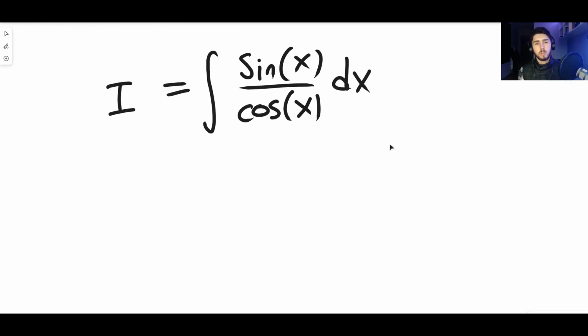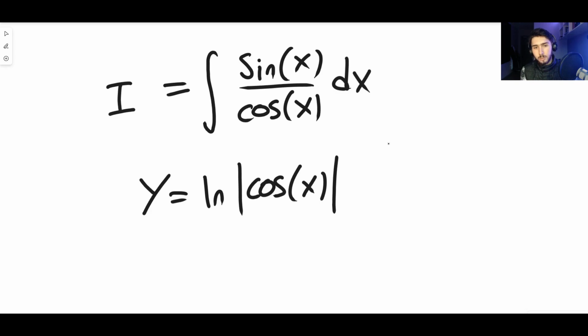So hold on, okay, but still how do we do it from here? Aha, this is where the reverse chain rule comes through. Remember, if you have an integral that is in the form of something on the denominator and a multiple of the derivative of that thing on the numerator, then it's a reverse chain rule. So we're going to consider differentiating the natural log of cos x, because cos x is on the denominator. So you always consider the natural log of the thing on the denominator.